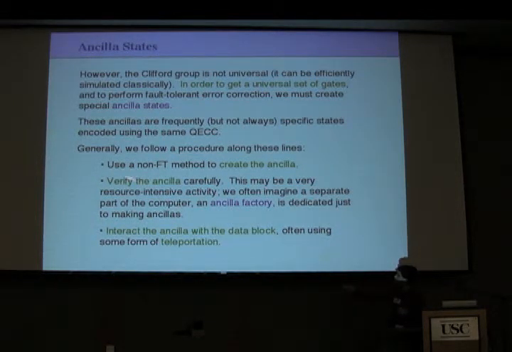And once we've done that, we interact it with the data. And that will perform the gate we want to do, or do error correction, or whatever we're trying to do at this point. And frequently, this interaction is some variant of teleportation. Okay? Frequently, given the Clifford group, that's really enough to do quantum teleportation. And so we can then leverage the fact that we can do the transversal Clifford gates on the 7-qubit code to perform any universal operation.